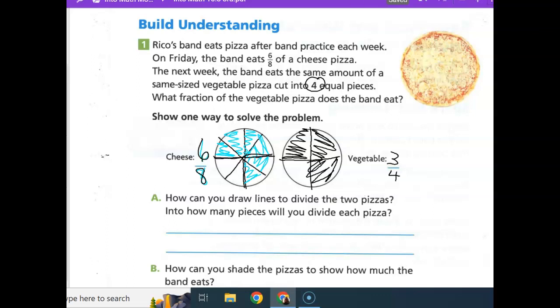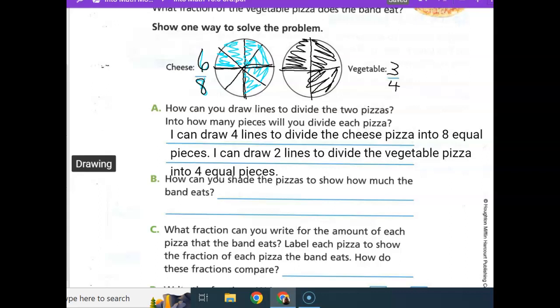So the question was, how can you draw lines to divide the 2 pizzas? Into how many pieces will you divide each pizza? I'm trying to get ahead of myself there. So I can draw 4 lines to divide the cheese pizza into 8 equal pieces. I can draw 2 lines to divide the vegetable pizza into 4 equal pieces. So you'll see that that's what we did, and you can go ahead and stop the video and do that.